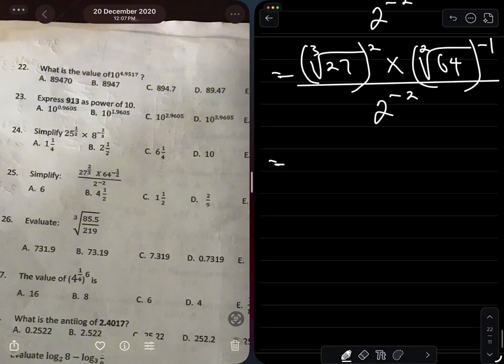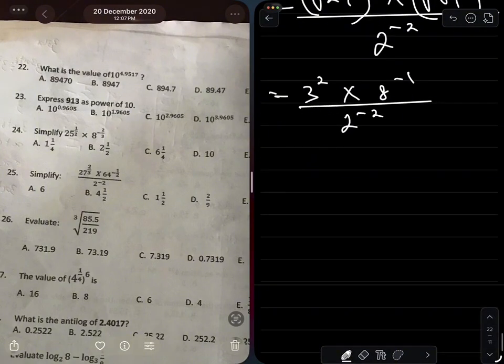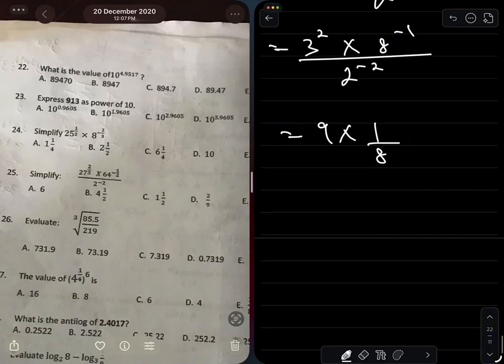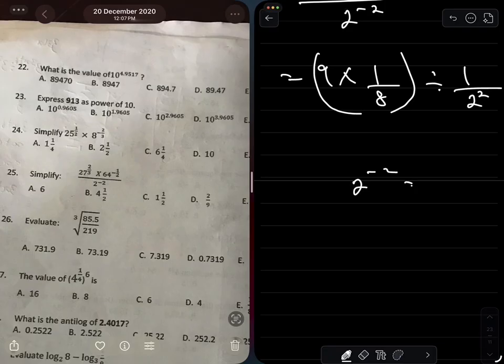The cube root of 27 is 3, so that's 3 raised to power 2, times the square root of 64, which is 8, raised to power minus 1. That simply means 9 times 8 raised to power minus 1, which is 1 over 8. Divided by 2 raised to power minus 2, which is 1 over 2 raised to power 2, which is 1 over 4.